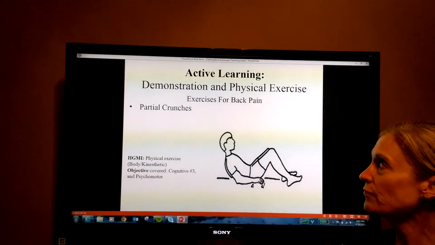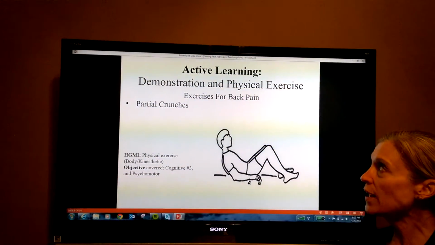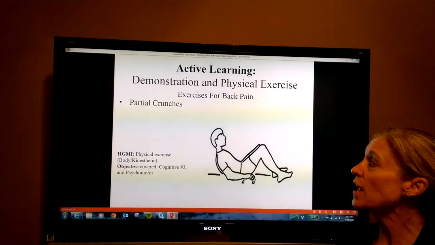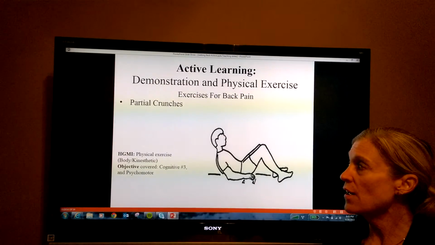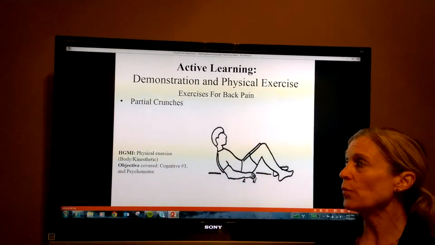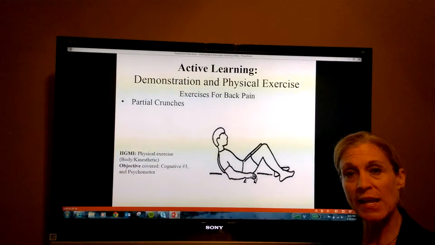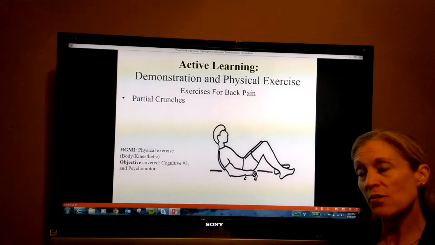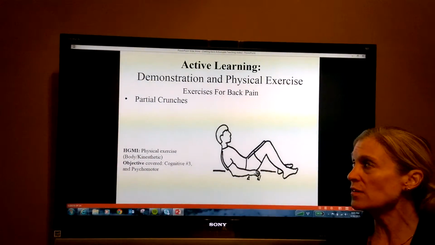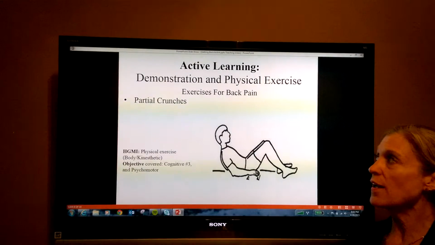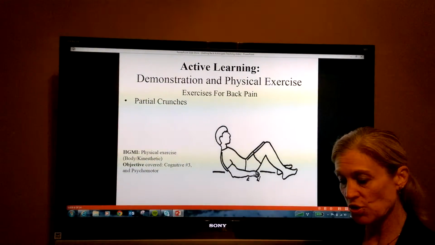Next is where we're going to come to our learning activity, in which the next 8 slides are demonstration and physical activity. Physical exercise is going to be the HGMI, the HGMI will be body kinesthetic, and the method will be physical exercise. And the objective on the next 8 slides are going to be the cognitive number 3 and also our psychomotor. The first exercise is basically going to be partial crunches.